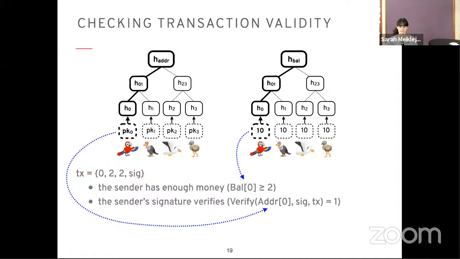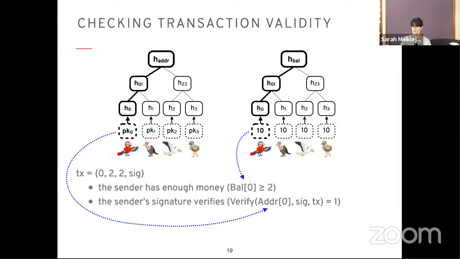So let's imagine this transaction. Basically this represents the parrot wanting to send 2 coins to the seagull. And they've signed this information. The check we're going to do to make sure that the transaction is valid is we're going to look up the balance at their index in the balance tree. And let's imagine they have 10 coins. So that is greater than or equal to 2. And then we are going to look up their public key in the address tree, and check the signature in the transaction using that public key.